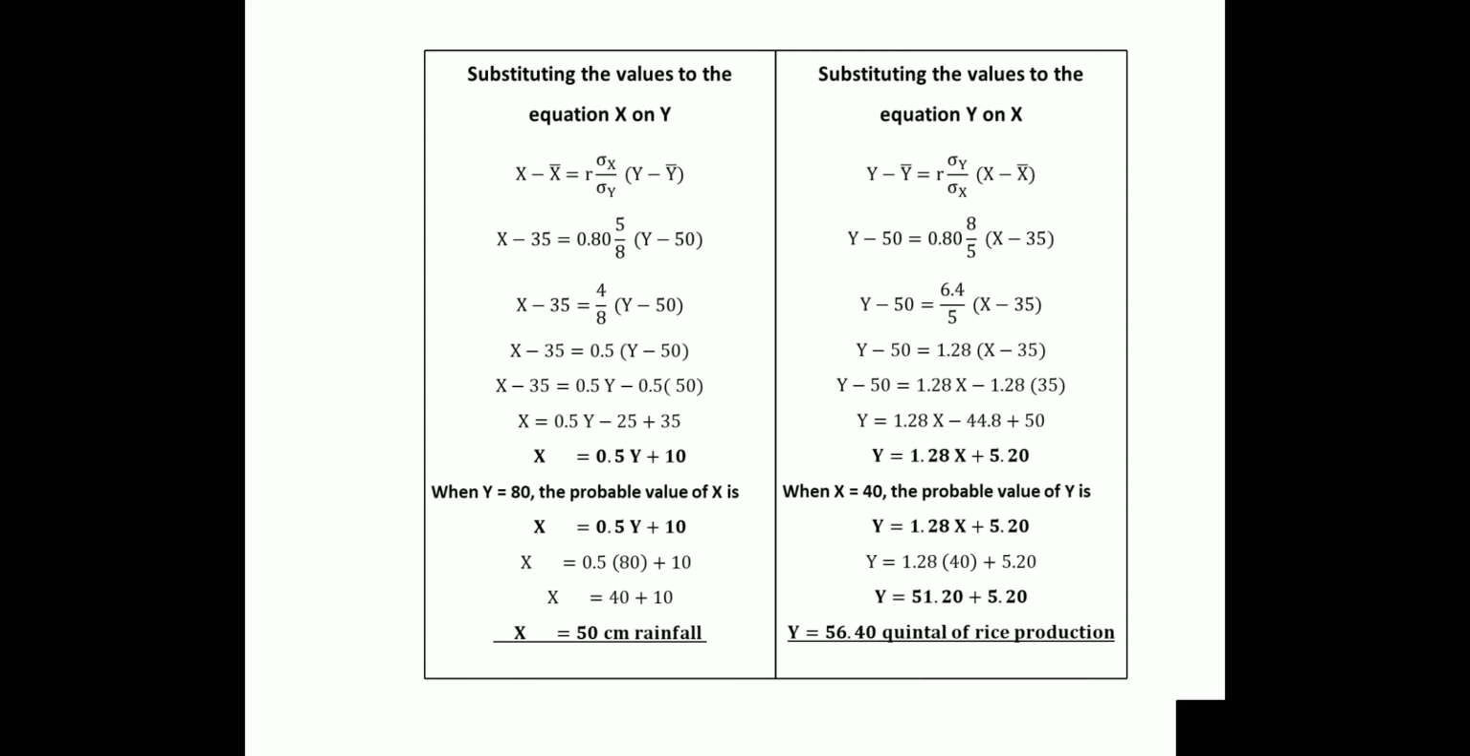Okay, I hope you understood the equations of x on y and y on x, and also the probable values of both x and y.